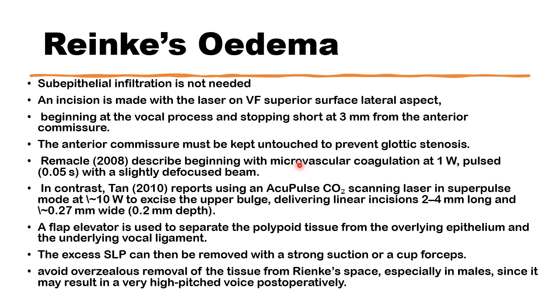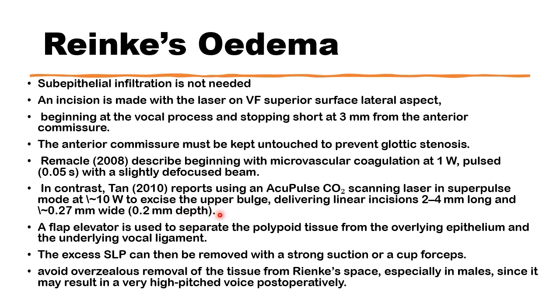Then different surgeons would use different settings for this type of operation. This can be as low as 1 watt with pulsed mode of 50 milliseconds and a slightly defocused beam to cover a wider area with a smaller amount of energy. In contrast, this can be as high as 10 watts, again to incise the superior surface of the vocal fold by linear incisions of 2 to 4 millimeters long and 0.27 millimeters wide and only 0.2 millimeter in depth.